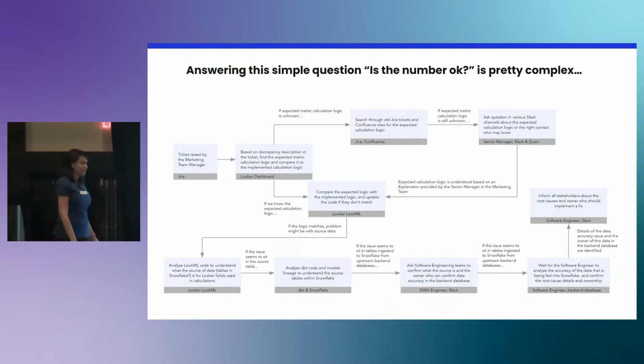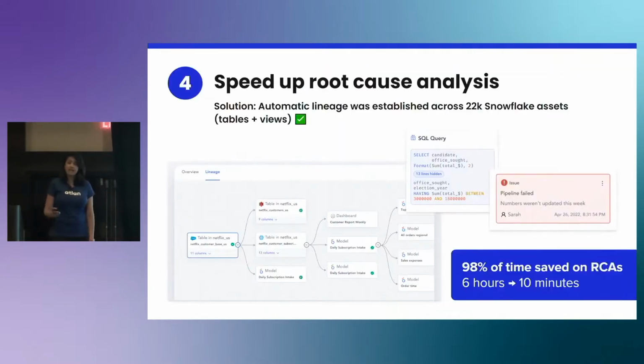I actually asked someone in our team, this seems really complicated. Is there a way I can simplify this so that people can understand the slide? And then I couldn't, which explains how complicated answering a simple question, why is this number wrong, actually is. And so that brings us to the next set of use cases, speeding up root cause analysis.